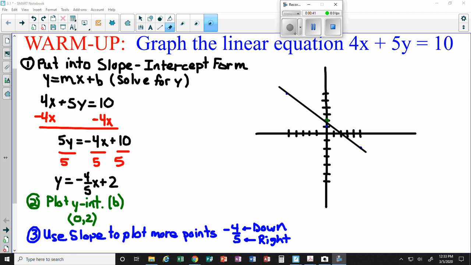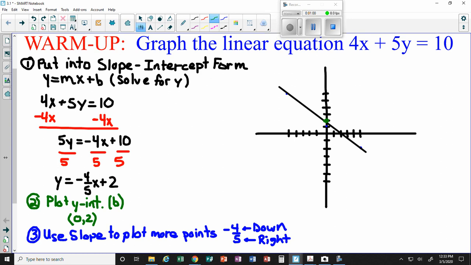Okay, now to graph that, you start by plotting your y-intercept. So you look at the b. So b is 2, positive 2. So I go up to 2 on the y-axis. Plot that point. It's right here. Okay.